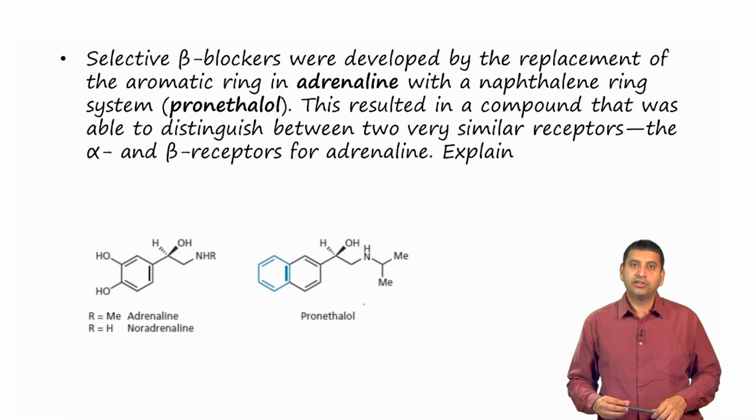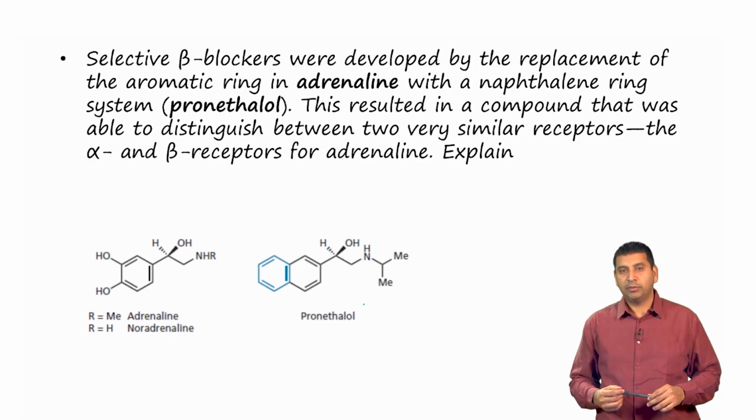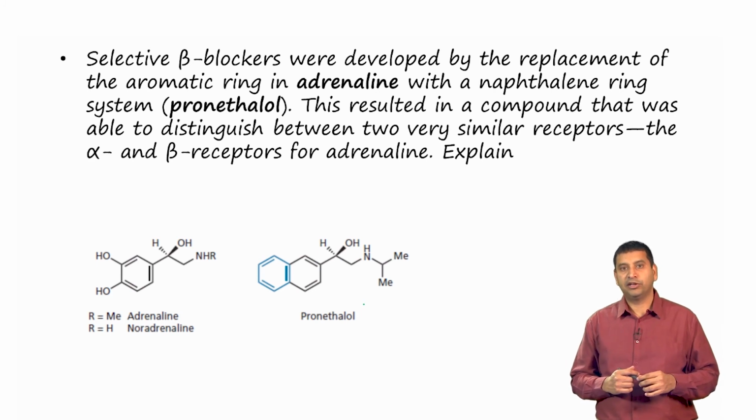The next question is, selective beta blockers were developed by replacement of the aromatic ring in adrenaline with a naphthalene ring system as shown below. This resulted in a compound that was able to distinguish between two very similar receptors, that is the alpha and beta receptors of adrenaline. Question is, explain.